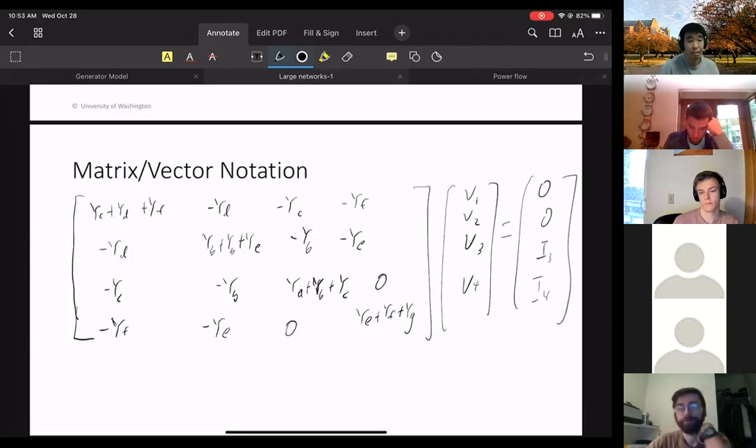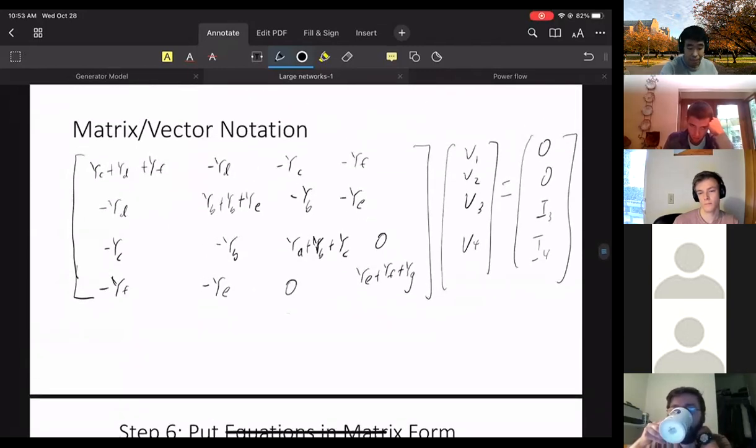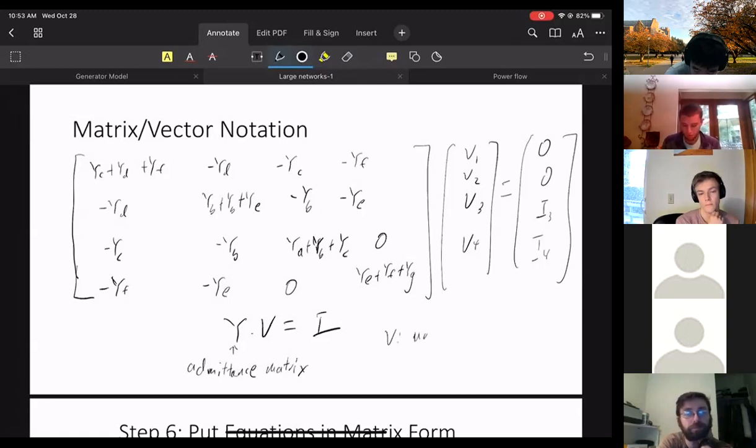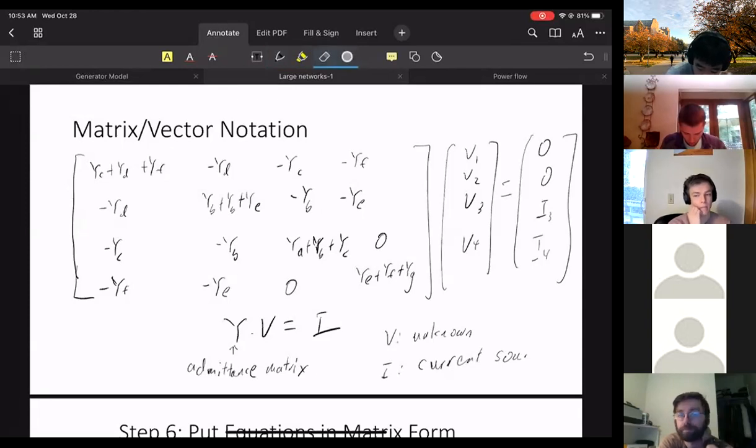Okay, so this is our matrix notation. So after all this, what we get is Y times V equals I. So Y is the admittance matrix. This is the matrix made up by all the admittances. V is the unknown. I is the current source, or I is the current injection.